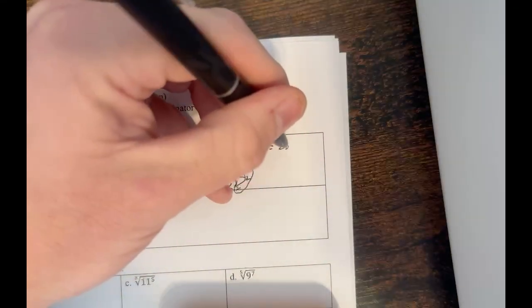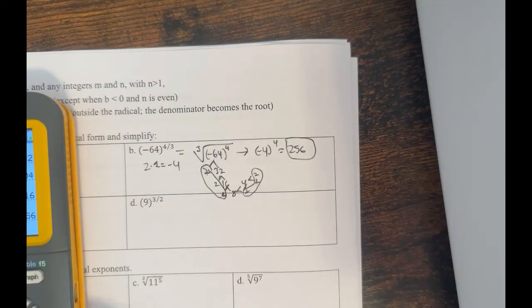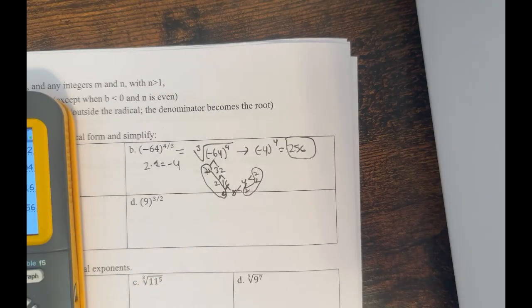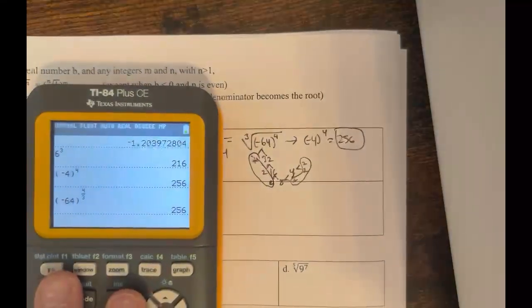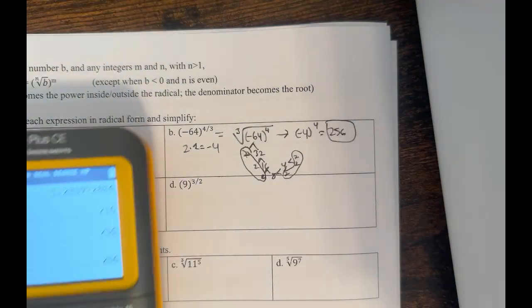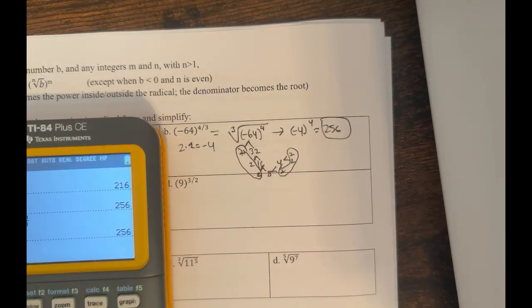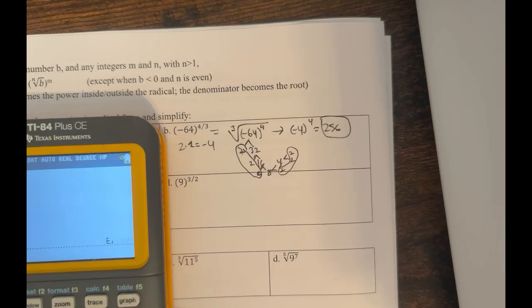Now, can you do this in the calculator? Yes. You can type in negative 64 to the exponent of 4/3. You can do this in the calculator if you want. For 9 to the 3/2, I can do that in there too. 9 to the 3/2 is 27. Okay.